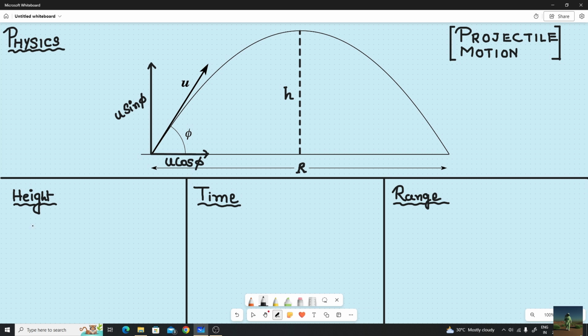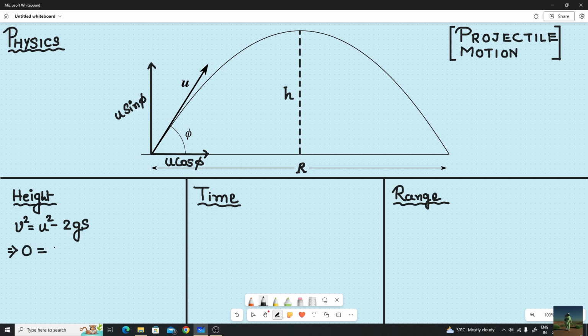You can see that the particle is going upward due to the y component of the velocity. Now at this point the initial velocity was u sin phi, and at the final point the vertical component of the velocity will be 0, because from this point it will start moving downward again. So you can write like this: v square equals u square minus 2 g s. That means v will be 0.